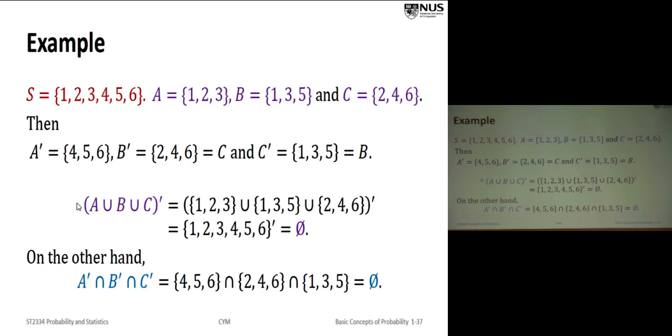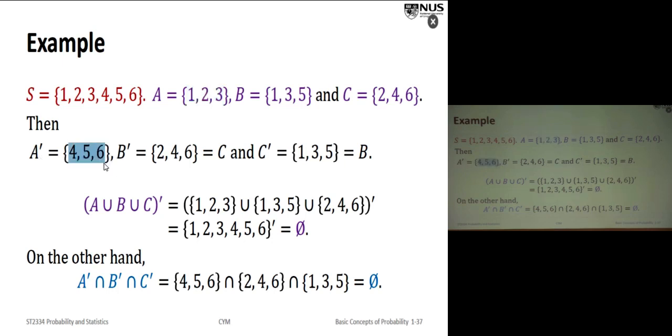I have the sample space 1, 2, 3, 4, 5, 6, and then along the way we added the example where we have 3 sets A, B, and C, which are as such. Okay, so we know some things. We know what the complement of A is, because A is 1, 2, 3, so the complement of that is of course 4, 5, and 6.